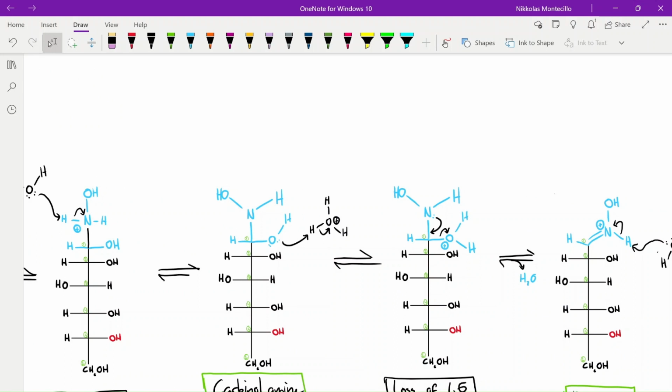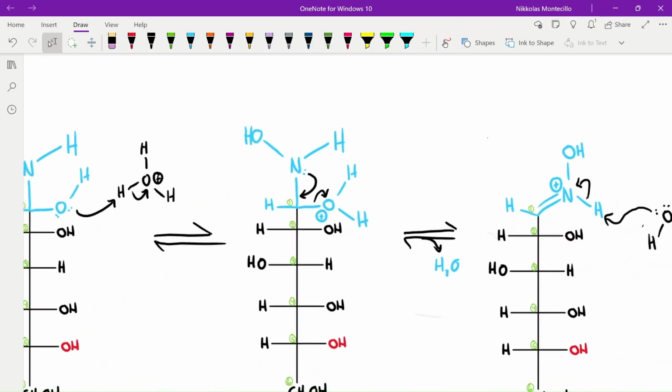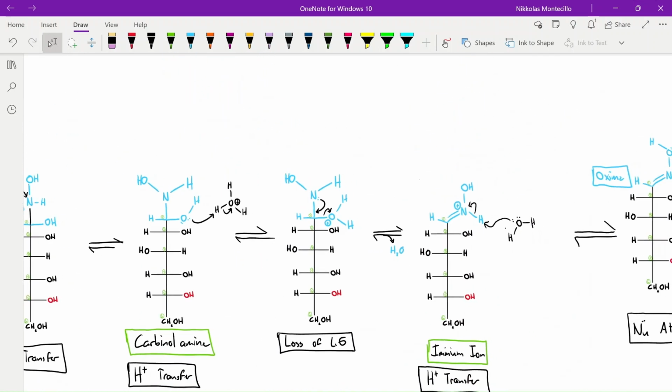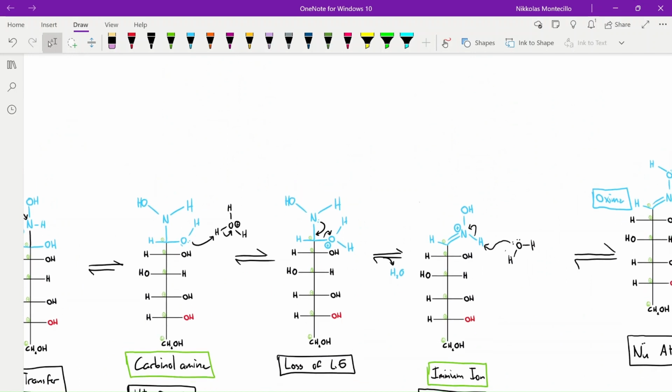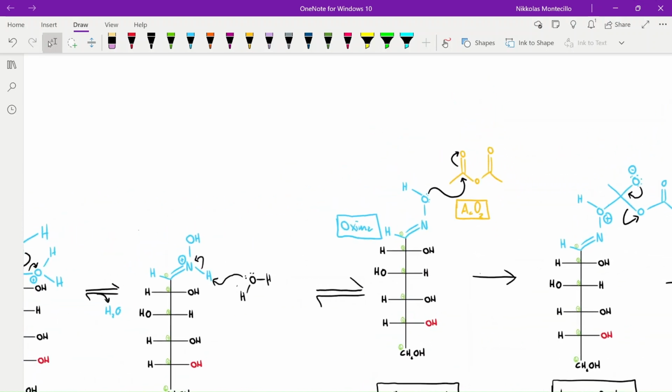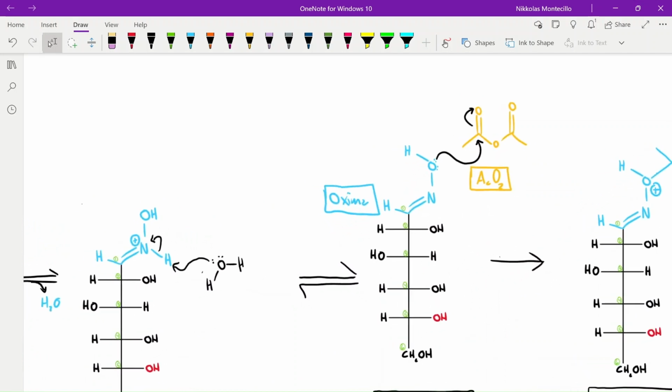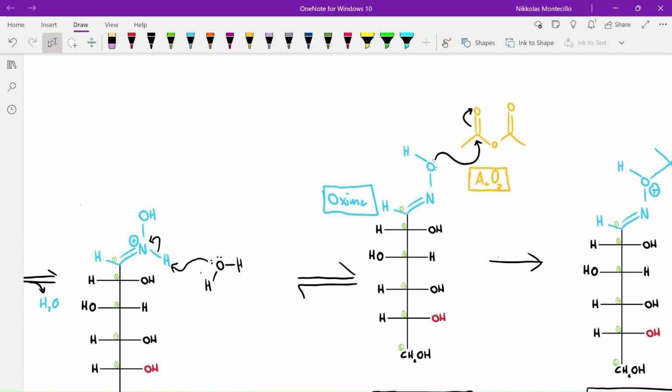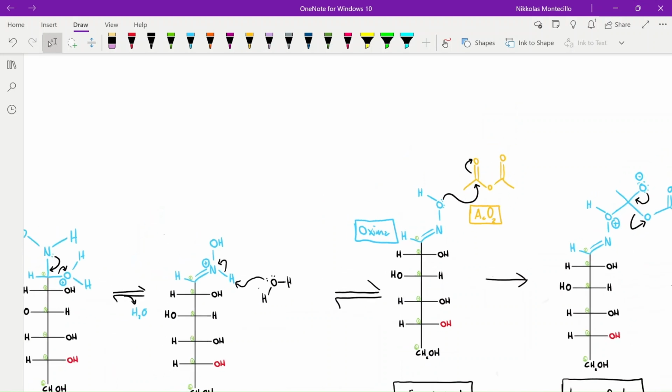And what we're left with is an arrow-pushing mechanism that allows a leaving group to leave the molecule. The leaving group in this case will be the oxonium ion, or what becomes water afterwards, right? And we're left with an aminium ion. Now the aminium ion will be deprotonated by a water molecule, which will leave us with a unique molecule called an oxime. I would assume that an oxime refers to a variant of an imine where the imine nitrogen is attached to an oxygen atom, hence the name oxime.